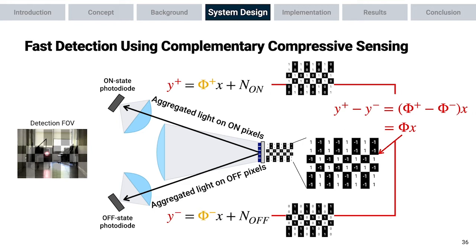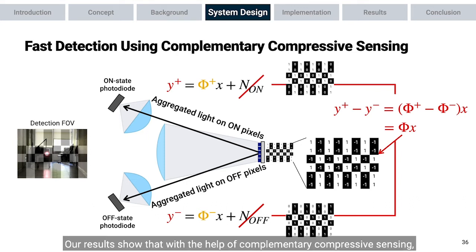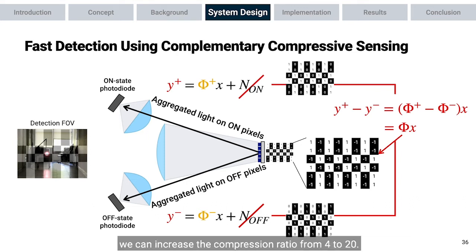How do we do that? By subtracting the measured intensity of the off-state photodiode from that of the on-state photodiode, we can obtain the original matrix with both 1 and -1 values. Moreover, with the assumption of noise uniformly distributed on the DMD, we can mitigate noise terms. Our results show that with the help of complementary compressive sensing, we can increase the compression ratio from 4 to 20.